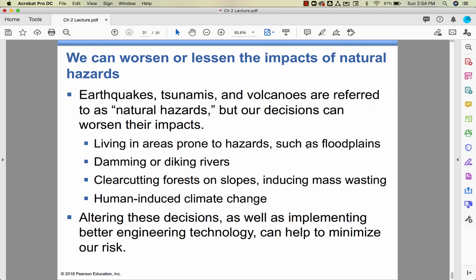So we are adapting, and we're also mitigating when it comes to these natural hazard risks. So that's a little bit about plate tectonics and Earth systems, and we'll talk more about some details in our key points.